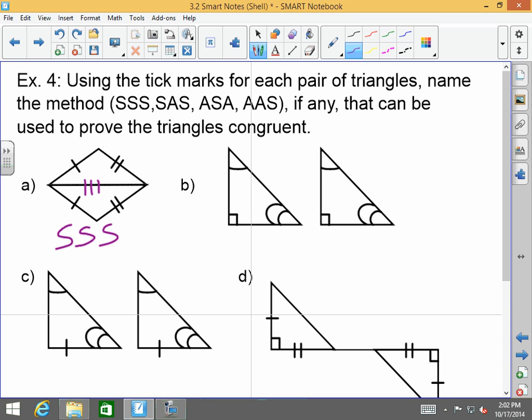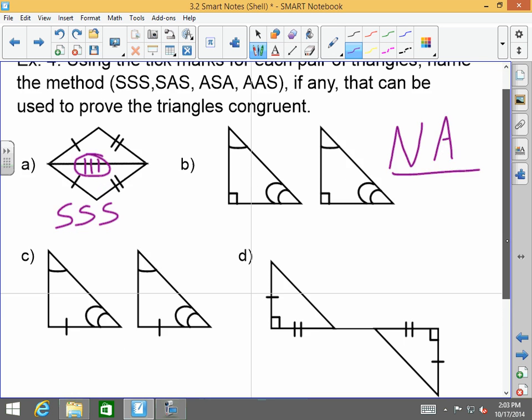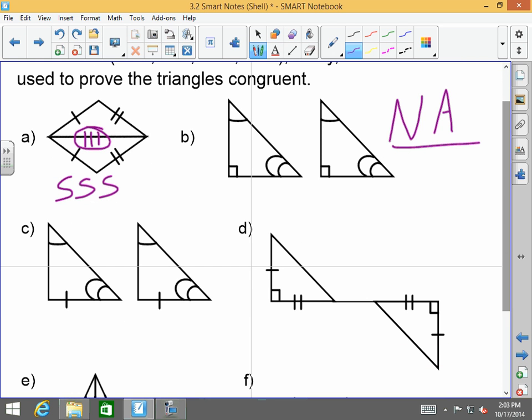SSS. How about for B? Can we prove that these two triangles are congruent? No. There is no side here, tick mark. Now, you may be saying, but there was no tick mark here. Yeah, but this is a reflexive property. That's kind of a given. But here, I only have two angles, and actually all three angles are congruent. But there's no angle that proves congruency. So this one you can't. So this is NA, not applicable. NA is not applicable.